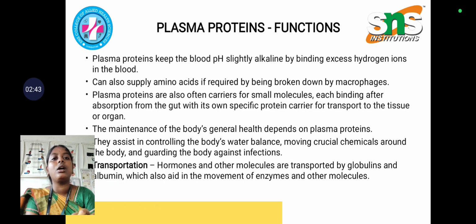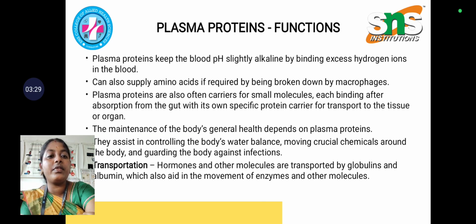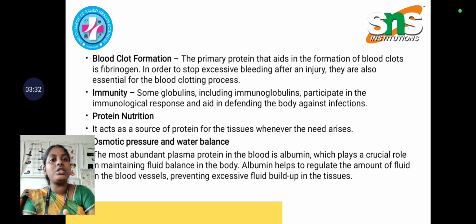And plasma protein functions: it keeps the blood pH slightly alkaline by binding excess hydrogen ions in the blood. It can also supply amino acids if required, and it often carries small molecules after absorption from the gut. The body's general health depends on plasma proteins, which assist in controlling the body's water balance, electrolyte balance, moving chemicals around the body, and guarding the body against any type of foreign infections. Hormones and other molecules are transported by globulins and albumins, and the movement of enzymes also. It is involved in blood clot formation, immunity, protein nutrition, and osmotic pressure and water balance.